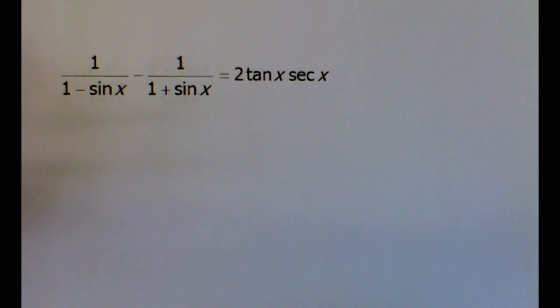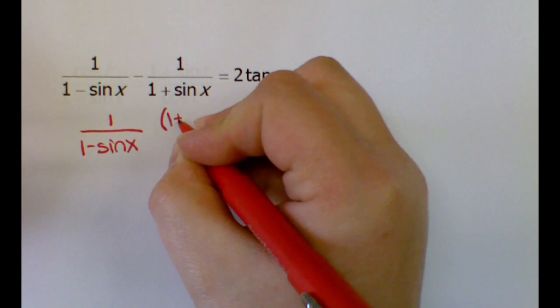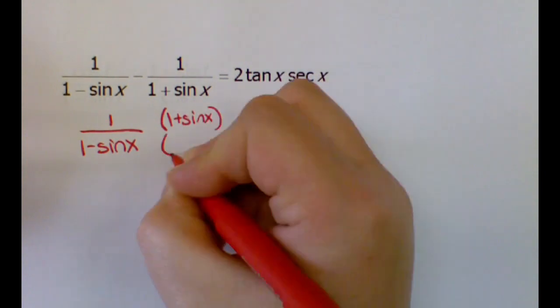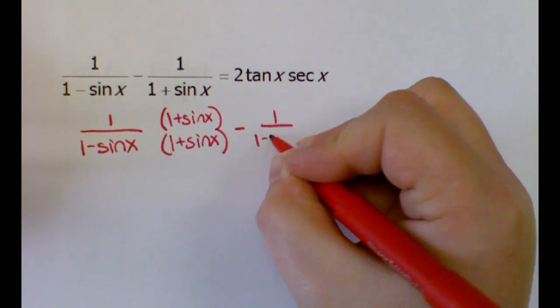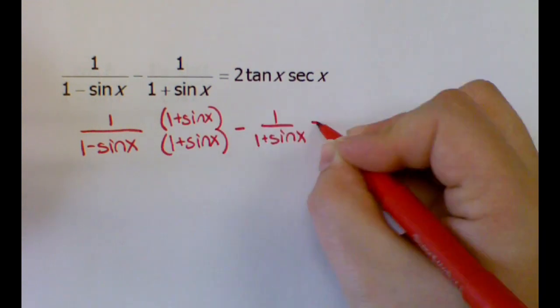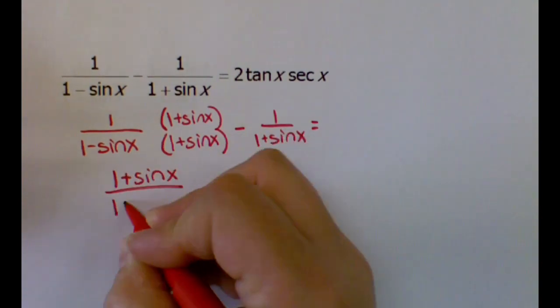All right, this one, obviously the trickier side is the left. If you paid attention earlier, this looks a lot like one we already did, but it's a minus, not a plus. So first step would be get a common denominator. So my first fraction, I'm going to multiply by 1 plus sine of x. Oops, that's plus. So I get 1 plus the sine of x over 1 minus sine squared of x.